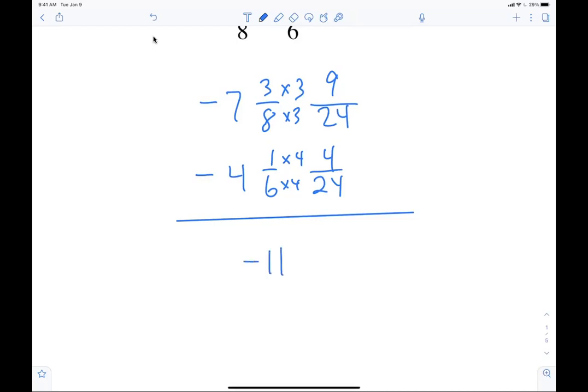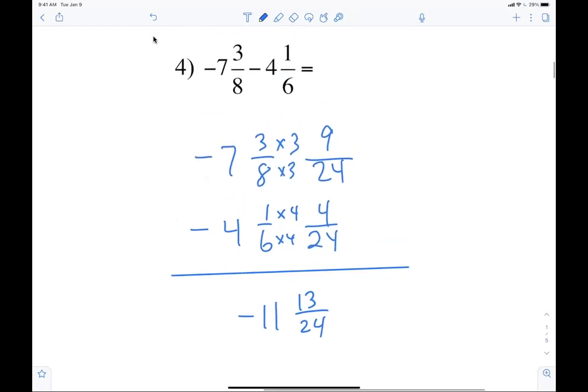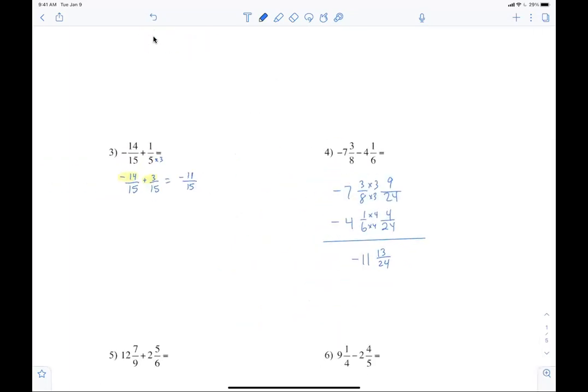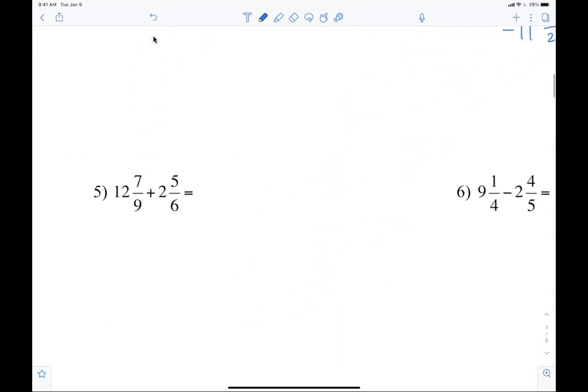Then 9 plus 4 is 13, and then we just drop 24. Yay, negative 11, 13 over 24. Perfect. That's exactly how I want it done. Where'd you get the 7 and 3/8? Like, where did we get the 3 from? Because I'm trying to get a common denominator of 24. You with me on this? Yeah. All right. Everybody happy with that? All right, let's continue on. Number 5.